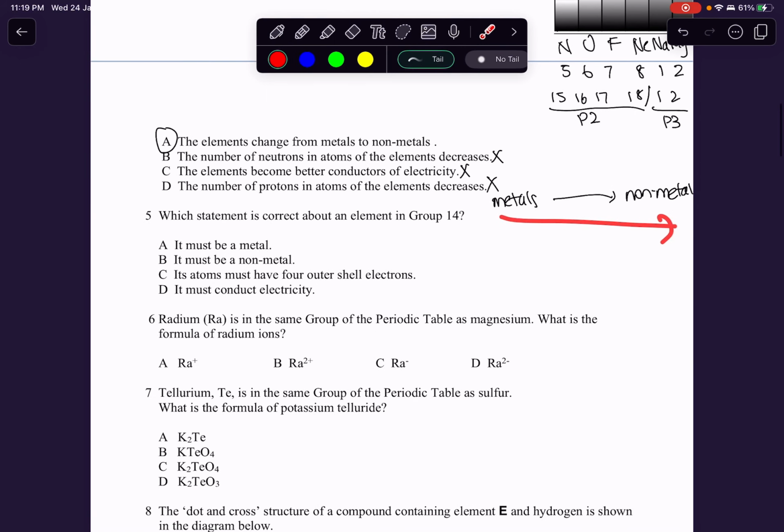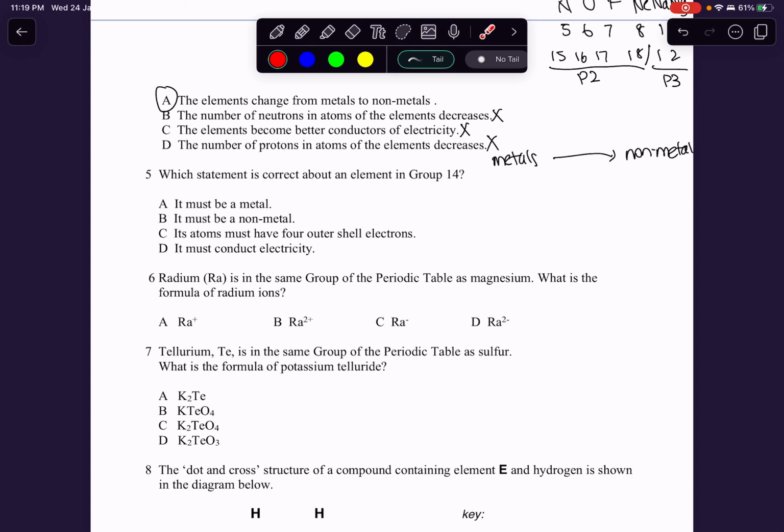Question 5. Which statement is correct about elements in group 14? A: must be metal, must be non-metal. Looking at this option, it's not very conclusive, right? Because in group 14 you have your metalloids. The word "must" is already a hint, so most likely wrong. In this case they're definitely wrong, because group 14 has metalloids.